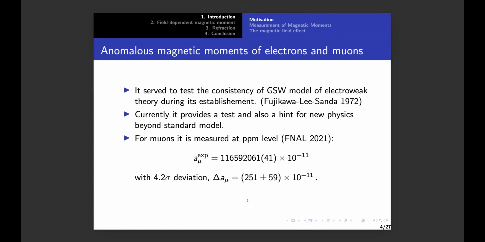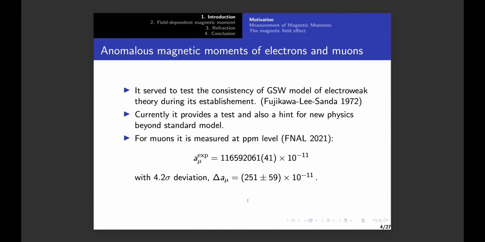And the magnetic moment of elementary particles served to test the consistency of the Glashow-Salam-Weinberg model when it was established. Fujikawa, Lee, and Sanda showed that the GSW model gives a finite, sensible result independent of gauge. Currently, the magnetic moment provides a test, and also a hint for new physics beyond the standard model.